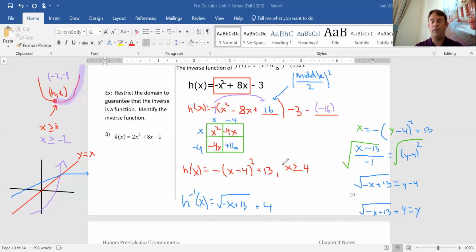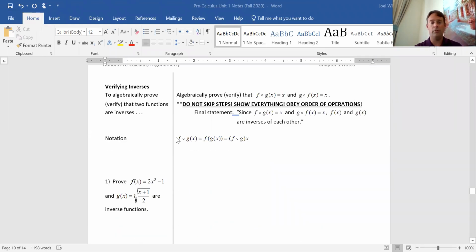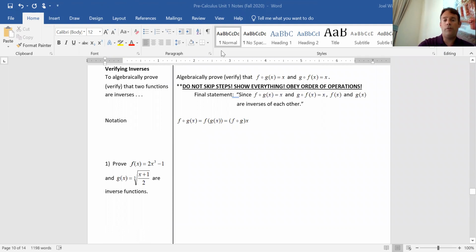So we know how to restrict the domain. We switch x and y and then solve for y to get the inverse equation. And now the last part that we're going to deal with is how do you prove that two functions are inverses of each other? Remember, if two functions are inverses of each other, that means they are reflected over the line y equals x.